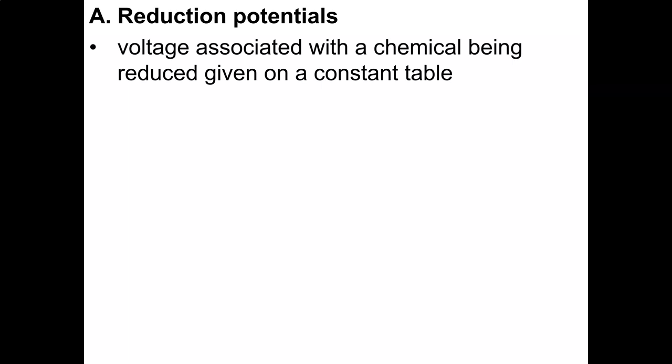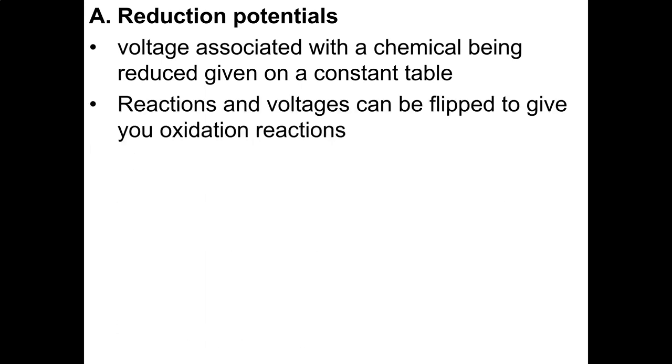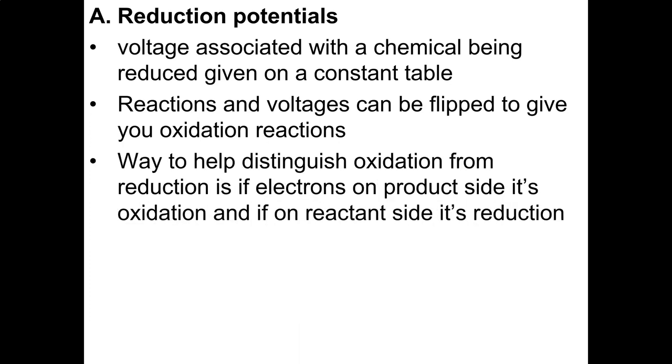All right, reduction potentials, voltage associated with a chemical being reduced, given on a constant table. We just saw those. Those are all reduction potentials, right? Reactions of voltages can be flipped to give you oxidation reactions. So if you want oxidation, just flip those reactions. So basically, in any scenario, you're going to have one of those written as is, reduction, and then you're going to flip the second one to make it oxidation. Because what do we always need in a galvanic cell, or what do we always need in redox? We need reduction and oxidation. So something's always going to have to get flipped.